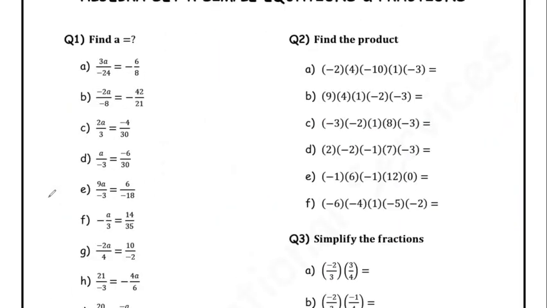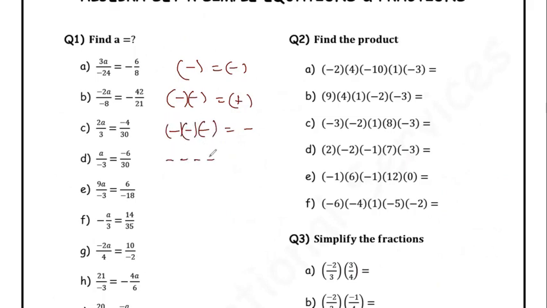Question 2, that's the fun part. So 1 negative is a negative. 2 negatives is a positive. 3 negatives is a negative. So remember this. 4 negatives is a positive. So an even number of negatives when multiplied gives you a positive. An odd number of negatives when multiplied gives you a negative. So 1 and 3 negatives are negative, 2 and 4 negatives are positive.